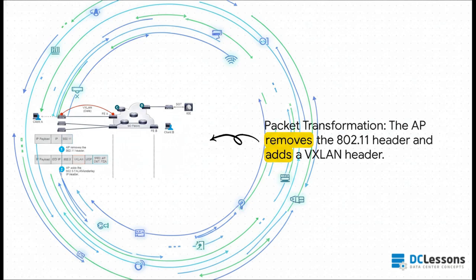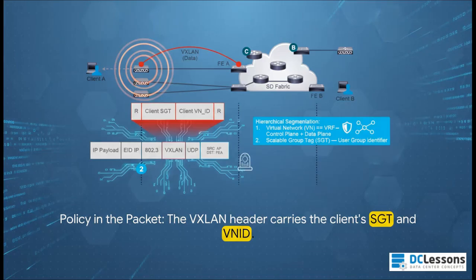The original IP packet is now tucked away inside all these new headers. And look at the destination IP on that outer header. It's not the WLC, it's the local fabric edge switch. This is local traffic switching at its finest. But wait, the real magic?